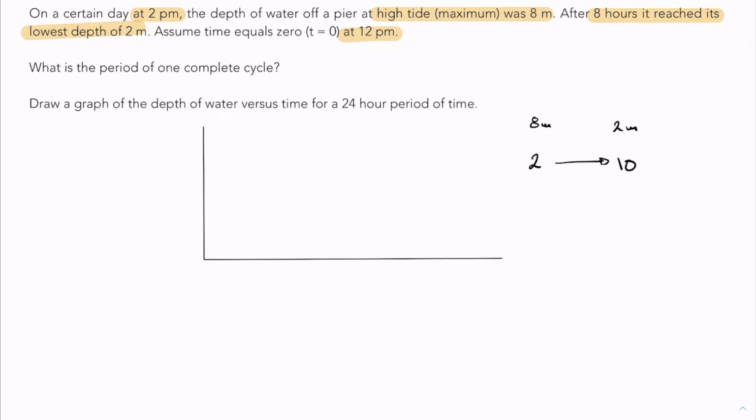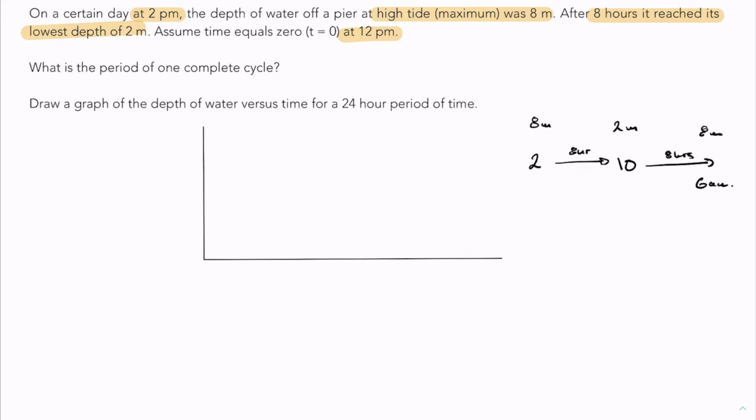And we're going to assume that it goes back up, so this is 8 hours. After 8 hours again, it'll be back to the top of 8 meters. So that'll be 10 plus 8 hours, that'll be 6 a.m. the next day?